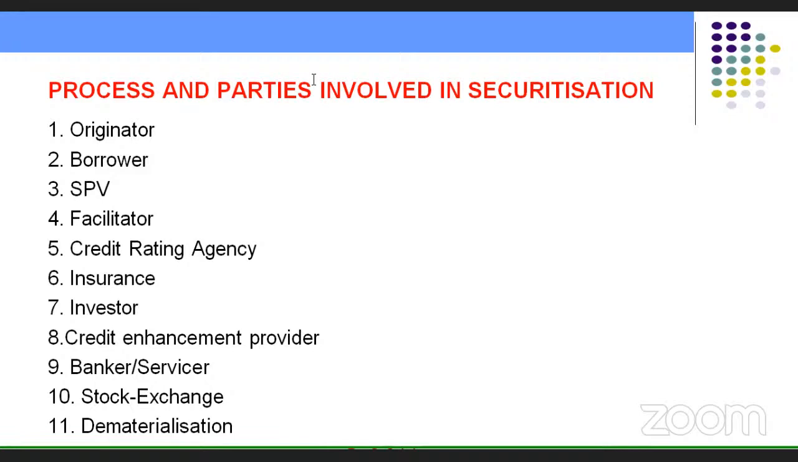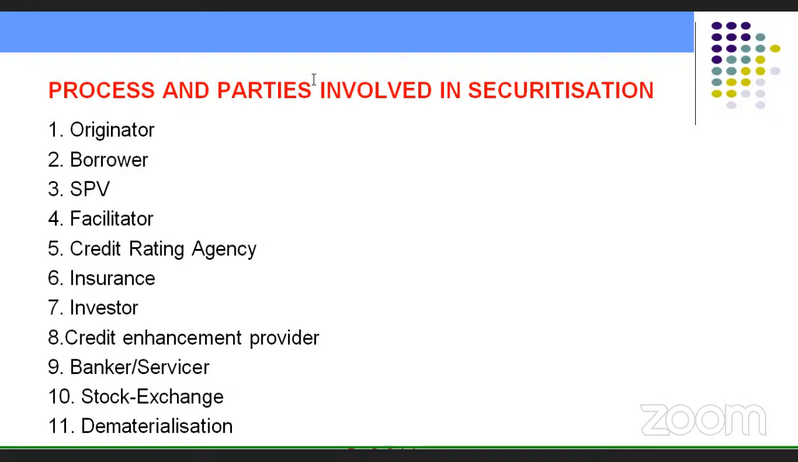Then next, facilitator, the investment bank. Primarily, when the company sells the securities in the market, there will be a special agency, that is the investment bank, responsible for designing the securities on the basis of cash flows arising out of the pool of assets.